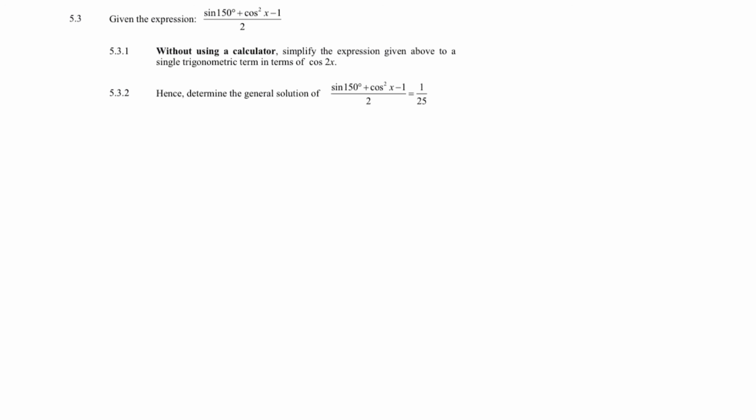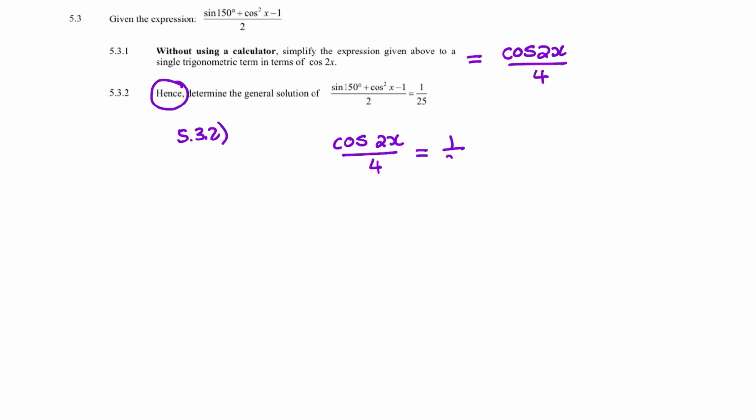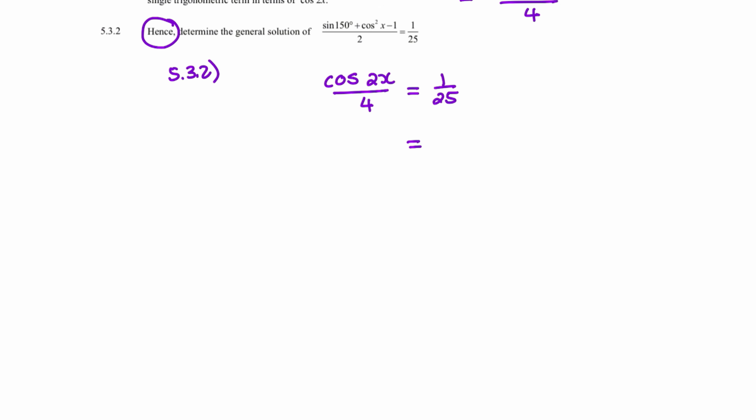5.3.2. Hence, determine the general solution of our fraction equal to 1 over 25. So in the previous question, we found that that fraction can simplify to cos 2x divided by 4. So when they say hence, it means use your solution from your previous question. So we have cos of 2x divided by 4 is equal to 1 over 25. And if I multiply out, I have cos 2x is equal to 4 over 25. So I'm just multiplying the right-hand side with the denominator of 4.